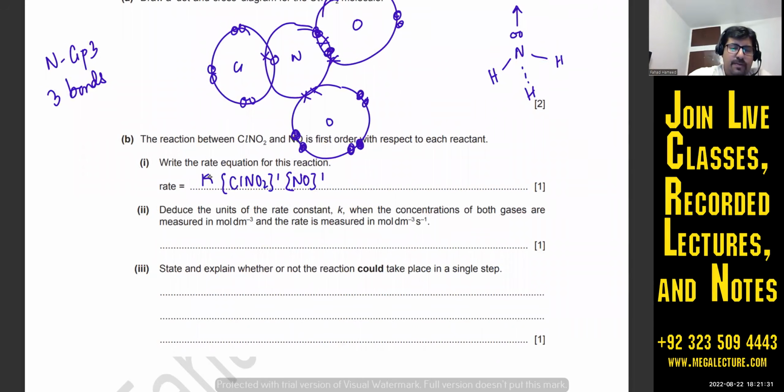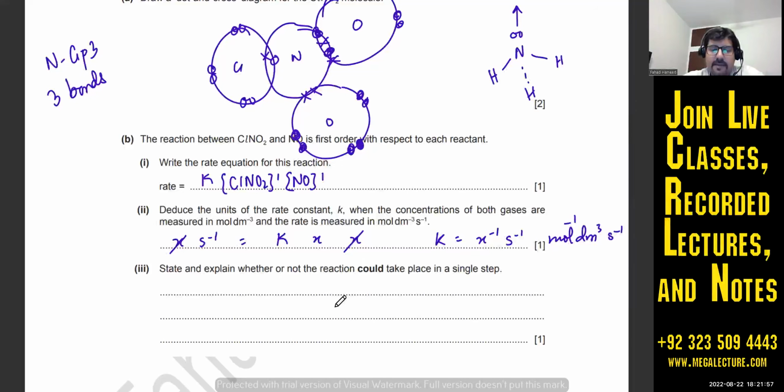So, rate is mole per dm cube per second. K times mole per dm cube times mole per dm cube. So one of the x gets cancelled out and K will come out to be equal to x minus 1, s minus 1, which is basically x is mole per dm cube. So that's mole minus 1 dm3 and s minus 1.